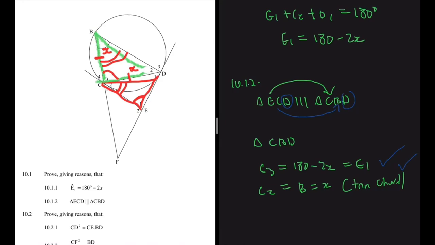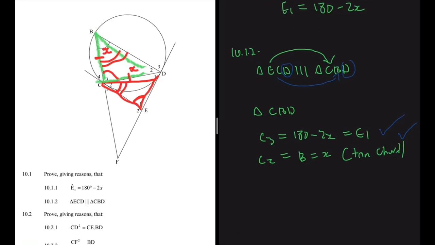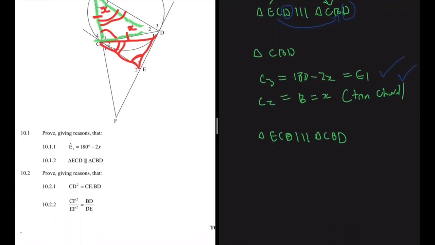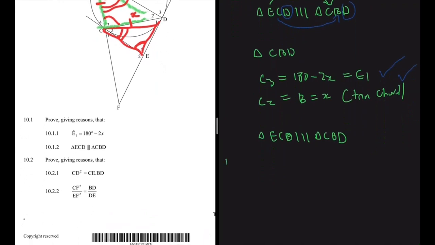Now we've proved that two angles are equal in these two triangles. So the third angle, without proving it, already we know that it is equal, because those angles should all add up to 180, right? So now we are basically done. We can conclude that indeed ECD is similar to triangle CBD. Pay attention to the letters next time you solve this kind of problem. It always works. And then let's move to 10.2.